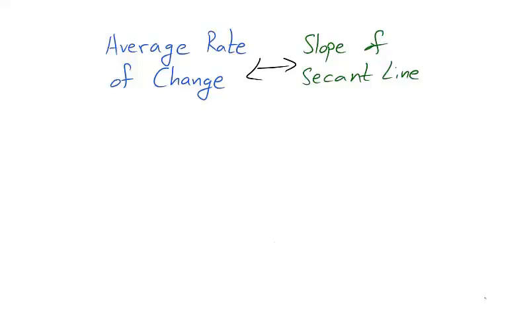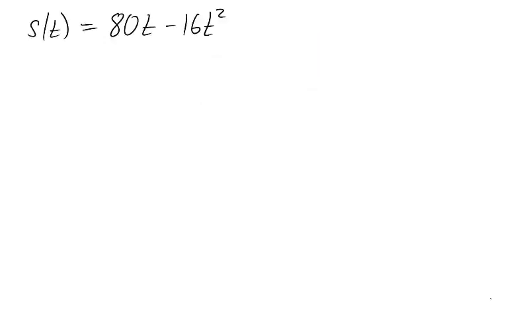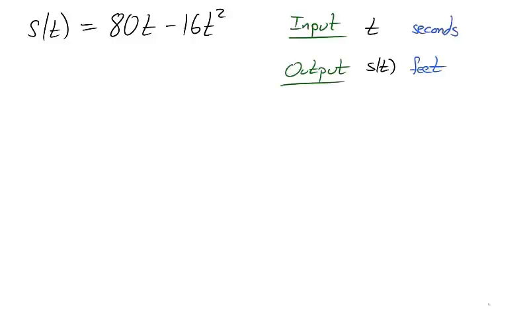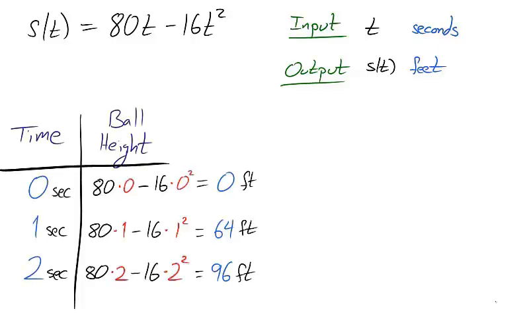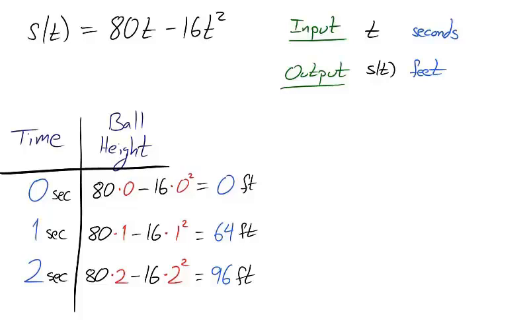We've now connected secant lines to an average, but why does the word average appear in the average rate of change? We can best answer this with an example. Suppose s represents the height of a ball, in feet, once it has been launched at time 0. The function has input t in seconds and output s in feet. Let's calculate the heights at times 0, 1, and 2 seconds after the ball has been thrown. Plugging these time values into the s function yields heights of 0, 64, and 96 feet.